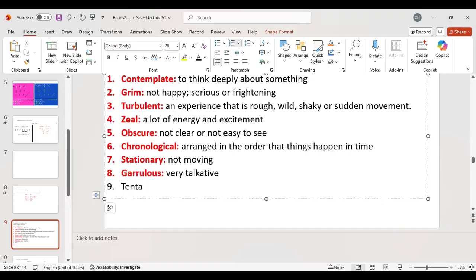Precious. Tentacles. Tenderness. No. Tentacle. Tentative. Tentative. Very good. I heard several people say it is right. What does tentative mean?